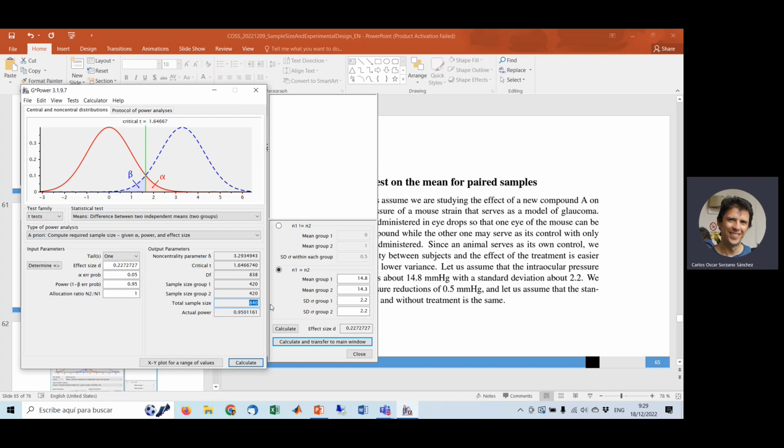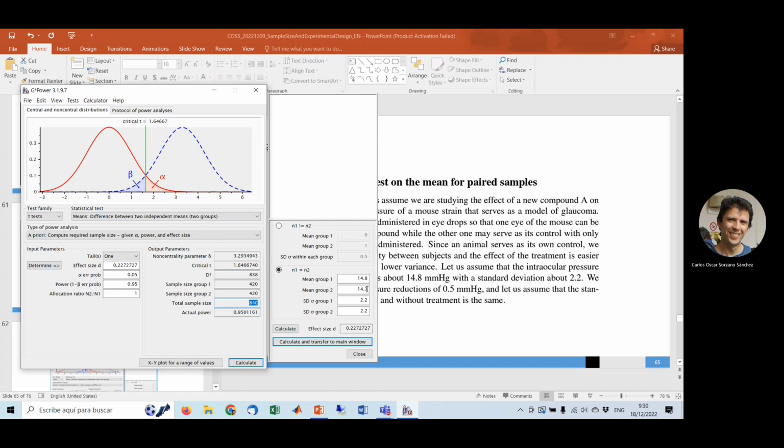So before, to detect this change with a single set of animals, I only needed 44 animals. Now I need 800 animals. So that means, okay, with two independent groups you cannot be as precise as to detect just such a small change. So there are several lessons here. So if you can use paired samples, that saves a lot of animals.